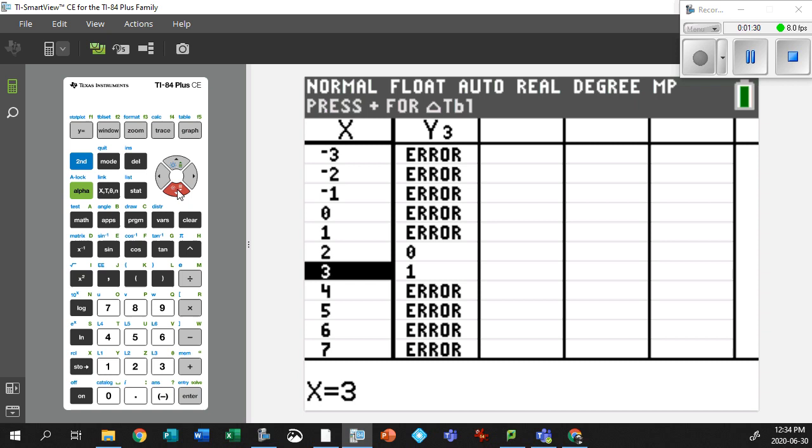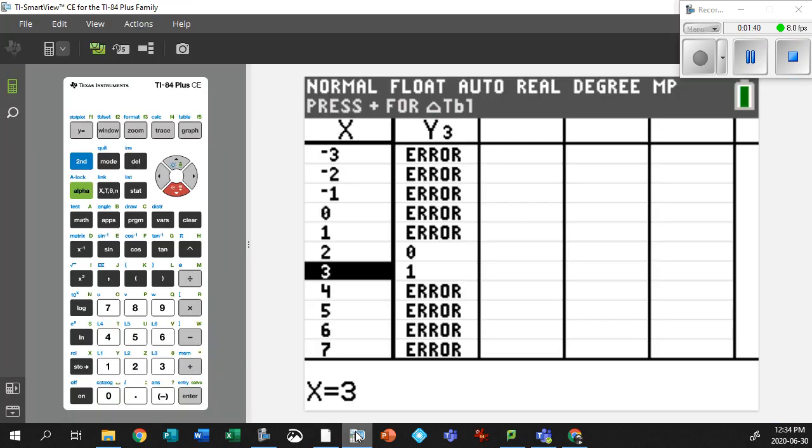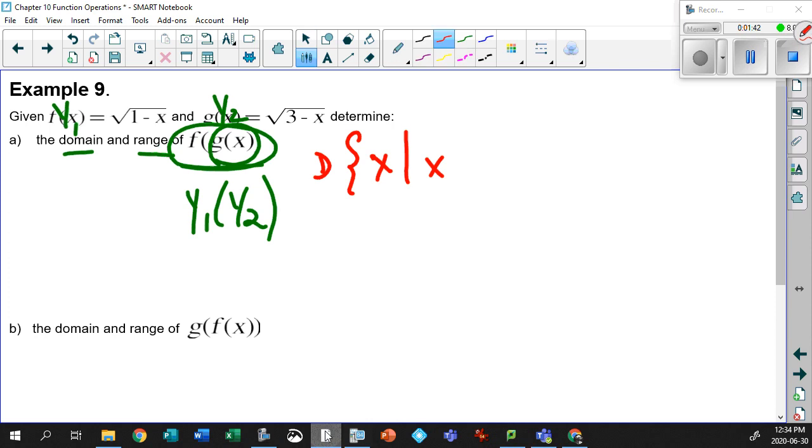That's it. So you can now go over here and say, okay, my domain is all values of x such that x is between, what was it again? Look at it, 2 and 3. So x has got to be between 2 and 3. X is an element of R because it could be any values between 2 and 3.